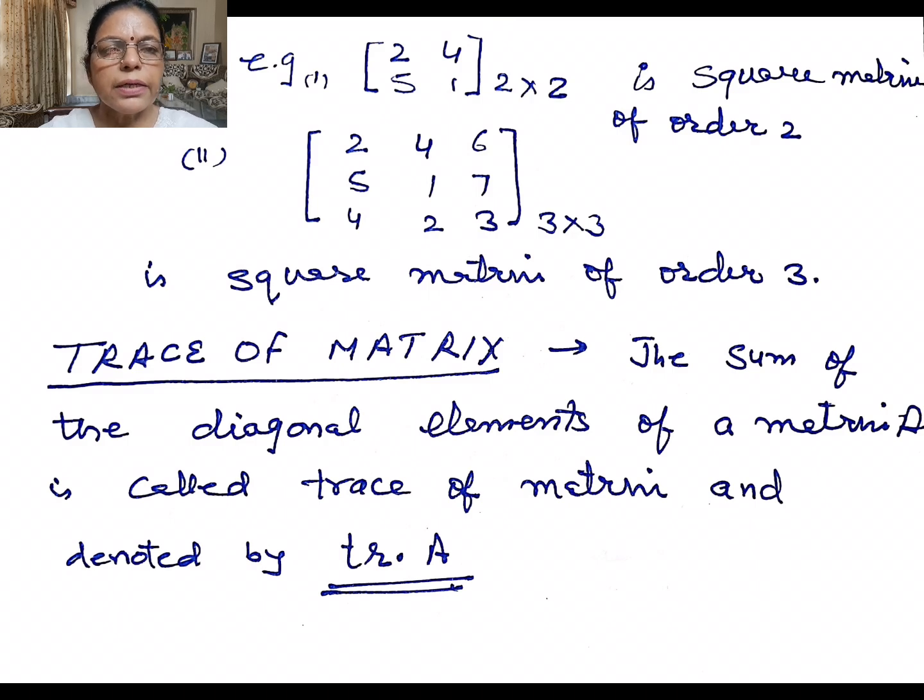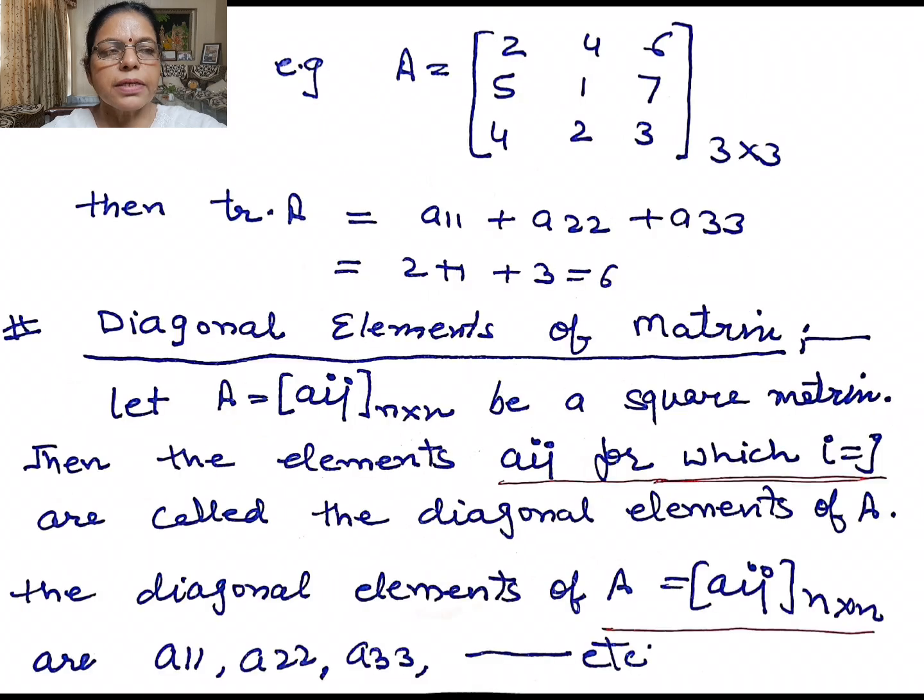Next we have the trace of the matrix. In a square matrix, the length is equal to the breadth and there is a diagonal. Similarly, the trace of the matrix is the sum of all diagonal elements of the matrix A, and it is written as tr(A). Now for example, the given matrix is [2, 4, 6; 5, 1, 7; 4, 2, 3], that is 3 by 3.